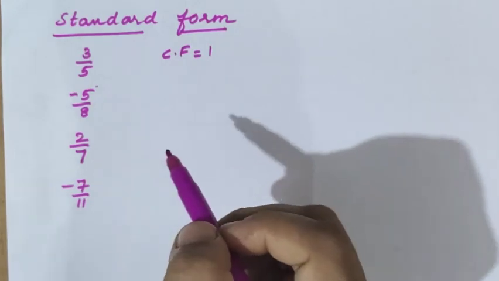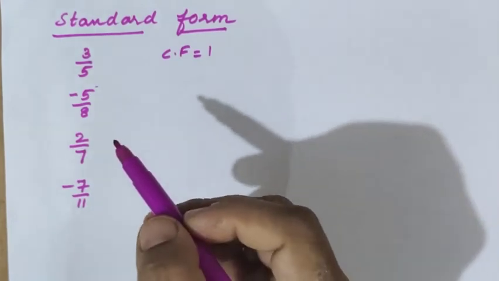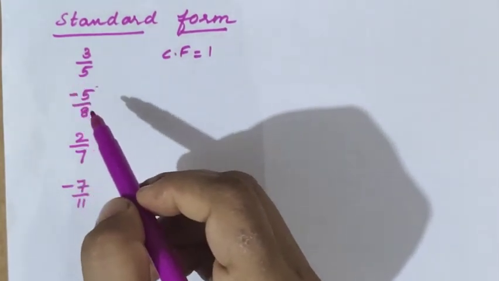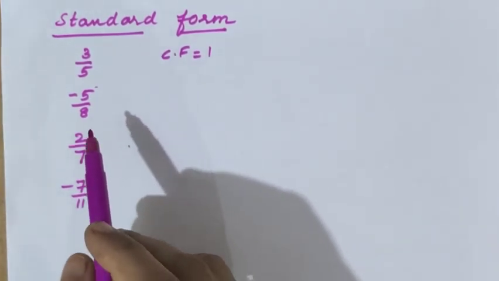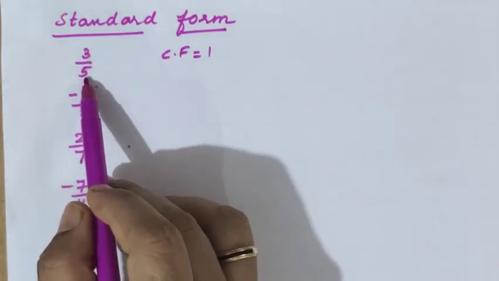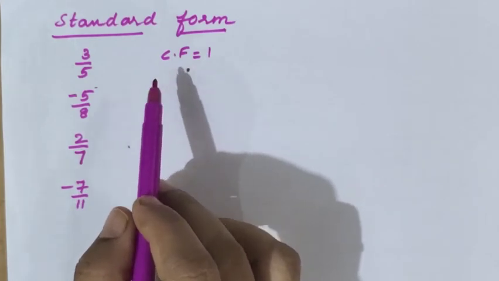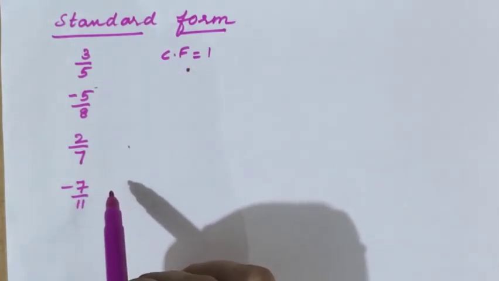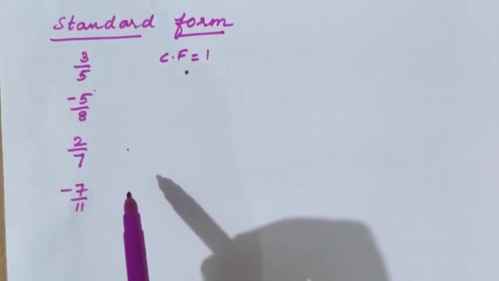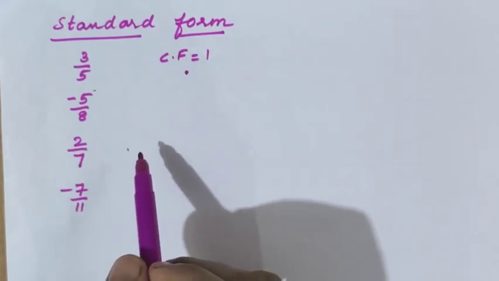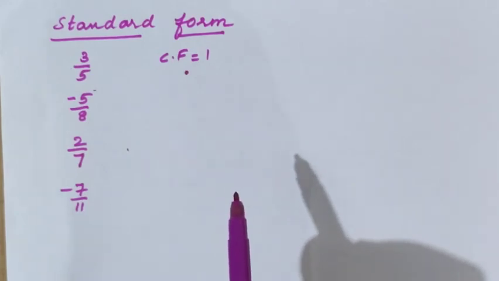Understood? Then these numbers are said to be in standard form. Once again I'll repeat, in all these numbers the denominators are positive integers, and if we check the common factor of the numerator and the denominator, in each case you can see that the common factor is only 1. That means it is already in the simplified form. And moreover, you have to check the sign in the denominator. The denominator sign is only positive. Understood? If all these conditions are satisfied, then we can say that the rational numbers are in the standard form.